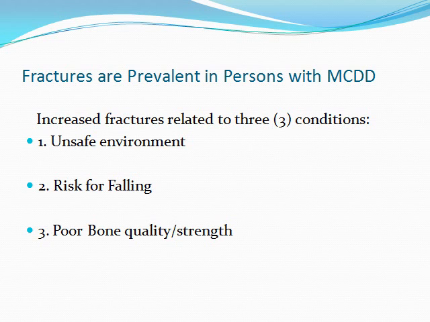As mentioned in the previous slide, fractures are prevalent in persons with medically complex developmental disability. The increased fracture rate is related to three conditions: an unsafe environment, risk for falling, and poor bone quality and bone strength. For the rest of this talk, we're going to be focusing on poor bone quality and strength.